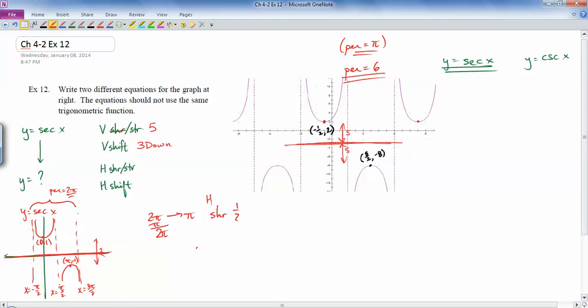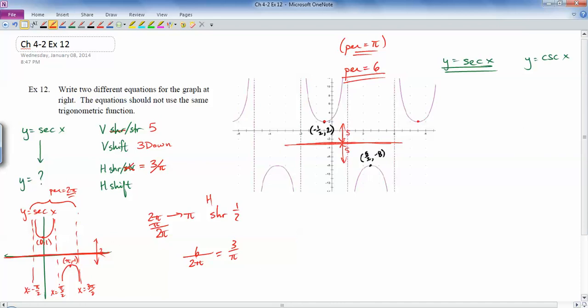So the period that we have is 6, and we're dividing it by the period that we started with, which was 2 pi. So my real horizontal shrink is going to be 3 over pi. And it's a shrink because 3 is smaller than pi. So it's a shrink of 3 over pi.